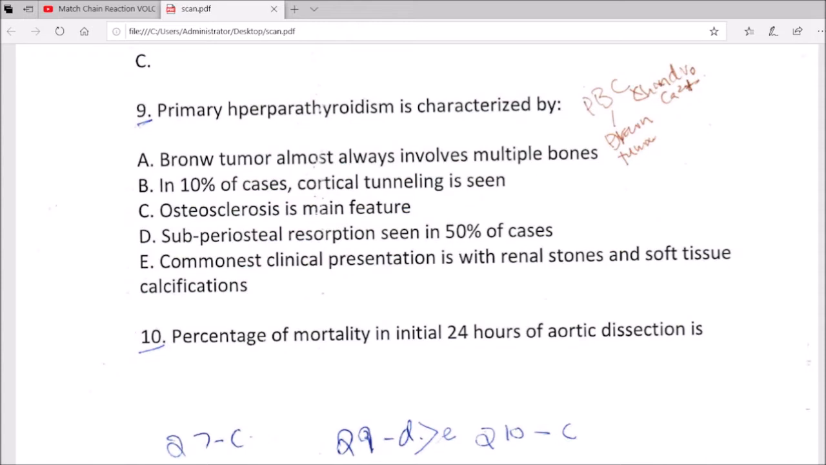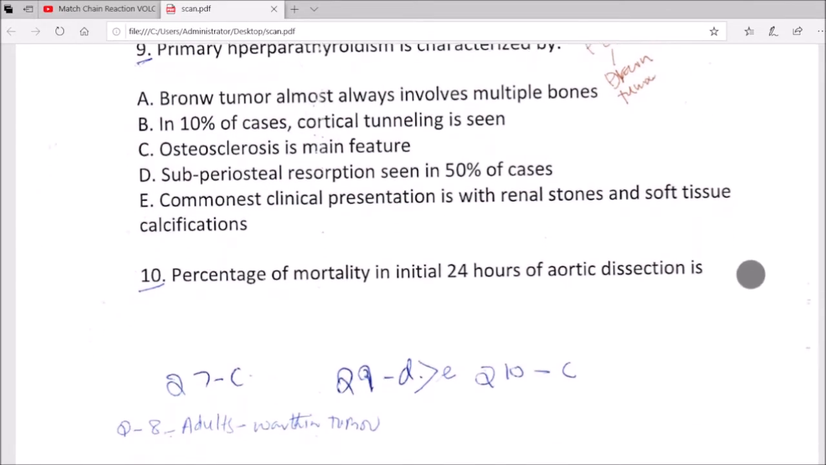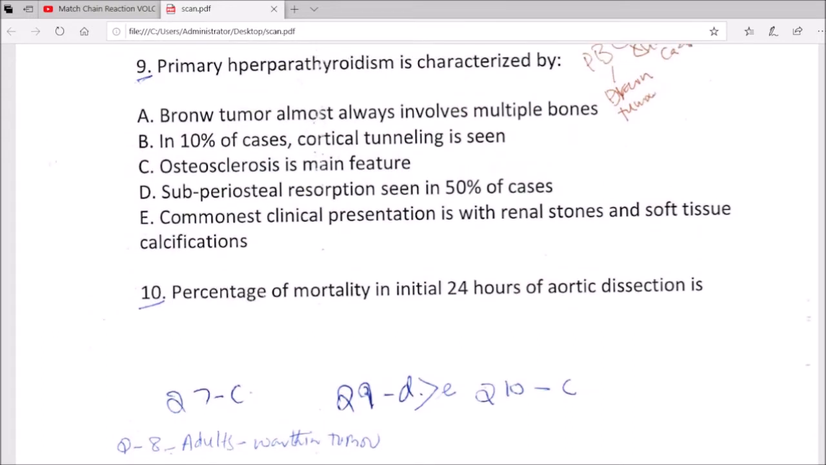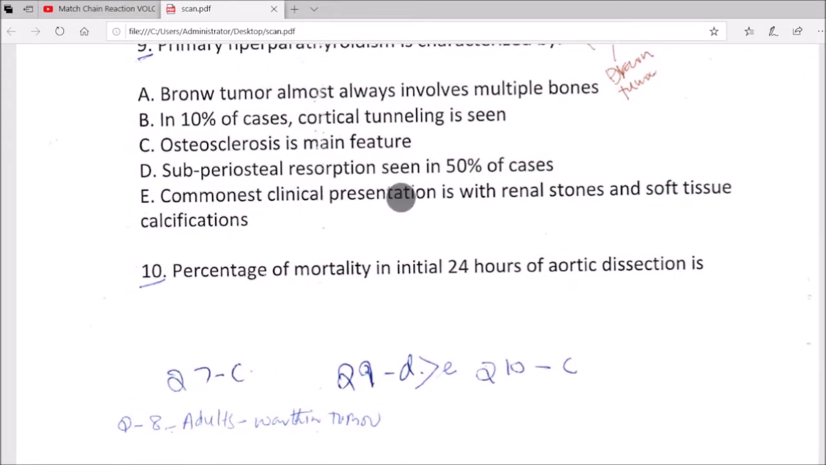For primary hyperparathyroidism, the mnemonic is PBC: P for primary, B for brown tumor, and C for chondrocalcinosis. So primary hyperparathyroidism has brown tumor and chondrocalcinosis, but it is most likely characterized by subperiosteal resorption in 50% of cases. If that is not an option, then the combination of clinical presentation with electrolyte and laboratory investigations.